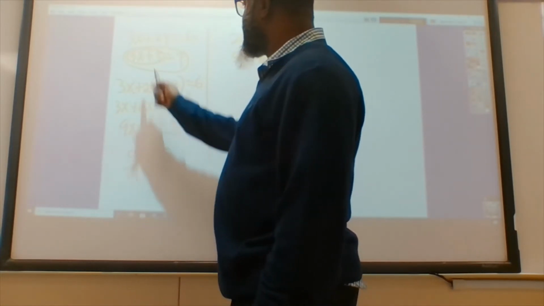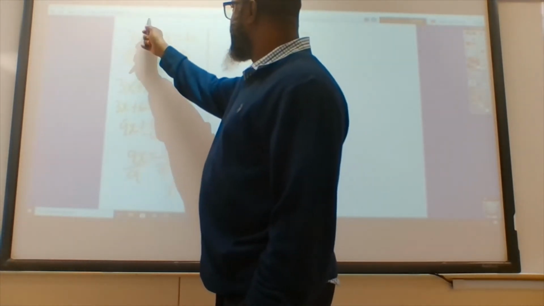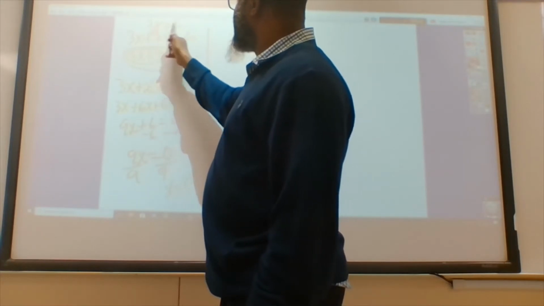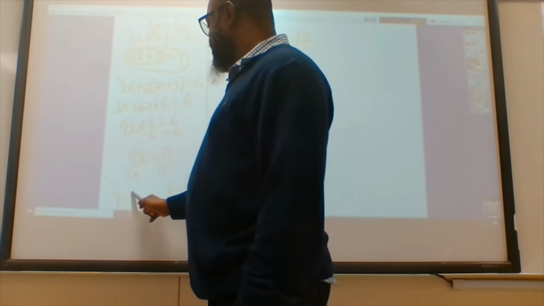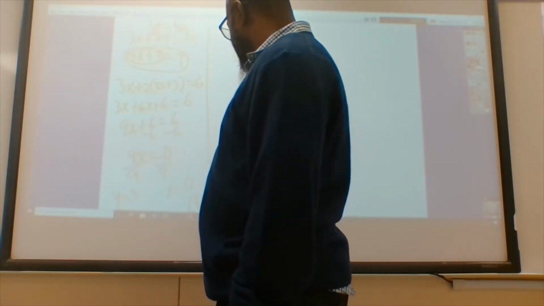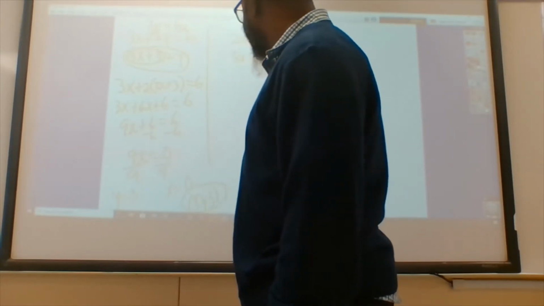So I can come and solve for y. 3 times 0 is 0, so I will have 2y is equal to 6. Divide by 2. In this case, y is 3. So my solution will be 0, 3. Then you're done. This will satisfy both equations.